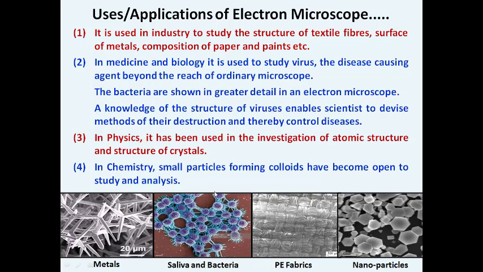Notice the diagram here. It shows the pattern of saliva along with bacteria. Knowledge of the structure of viruses enables scientists to devise methods of their destruction and thereby control diseases. Likewise, in physics, electron microscopes have been used to investigate atomic structure and the structure of crystals. In chemistry, small particles forming colloids have become open to study and analysis. So plenty of options exist for the utilization of electron microscopes.